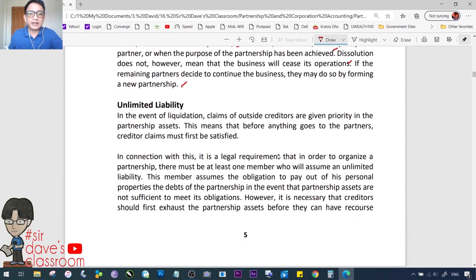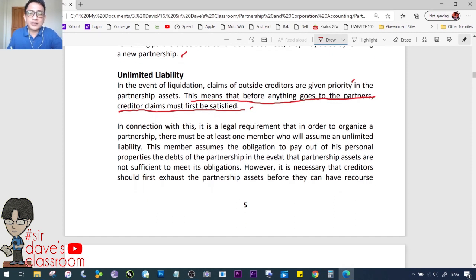Next, unlimited liability. In the event of liquidation, claims of outside creditors are given priority, as we have mentioned kanina, in liquidation of partnership assets. This means that before anything goes to the partners, creditor claims must first be satisfied. That is correct. In connection with this, it is a legal requirement that in order to organize a partnership, there must be at least one member who will be called a general partner. Ayan, napag-aaralan mo later under the kinds of partners. Okay? Who will assume unlimited liability, general partner ang tawag doon.